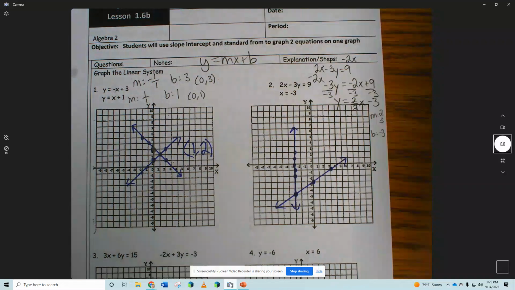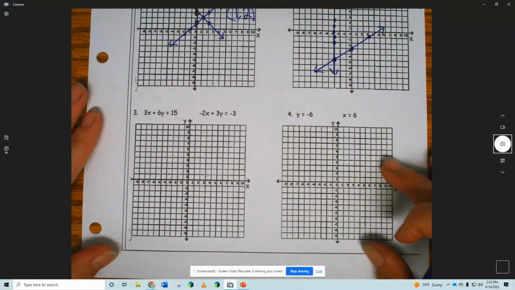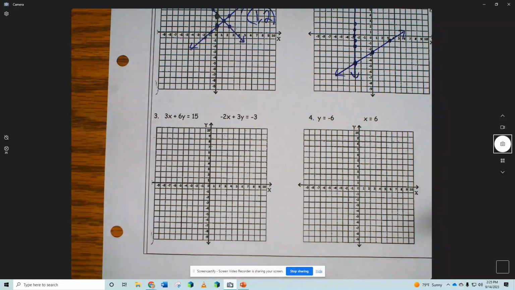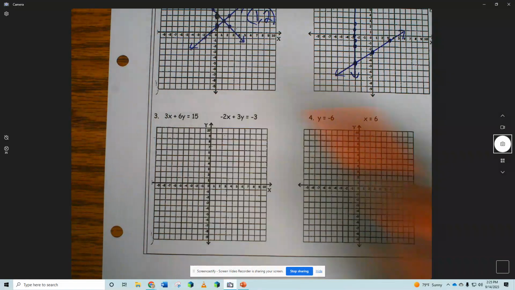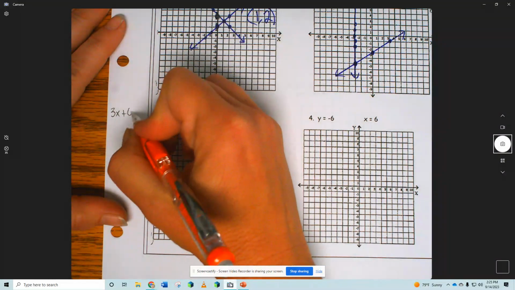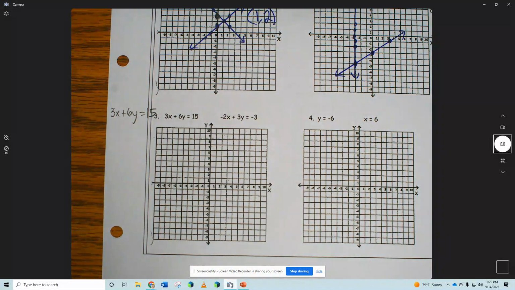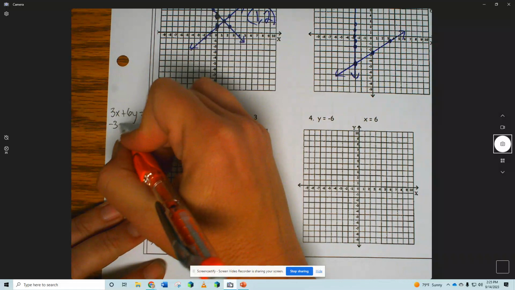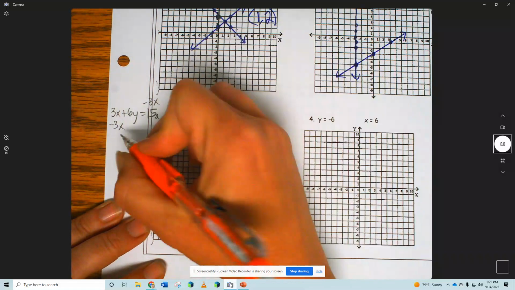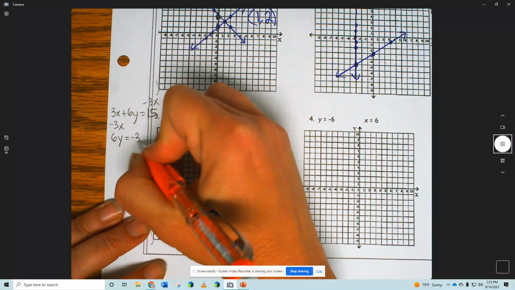All right. Number 3 is tricky. I'm telling you right now because the numbers are not perfect. Let's do the first equation: 3x plus 6y equals 15. First step. Someone new, tell me. Minus 3x. I always put it above so that I don't forget to put it in front of the 15.